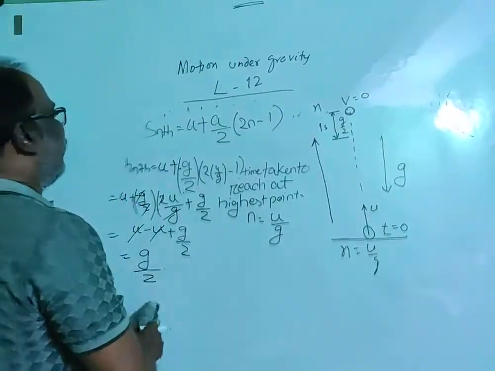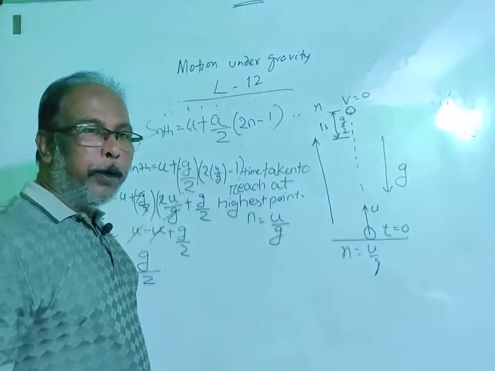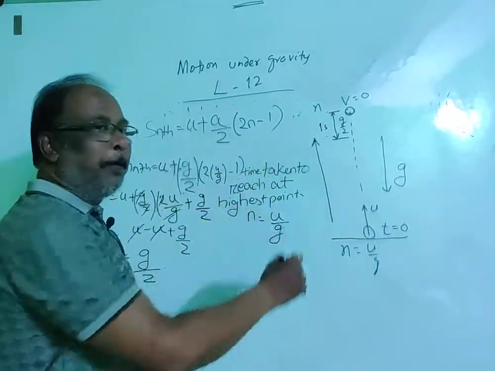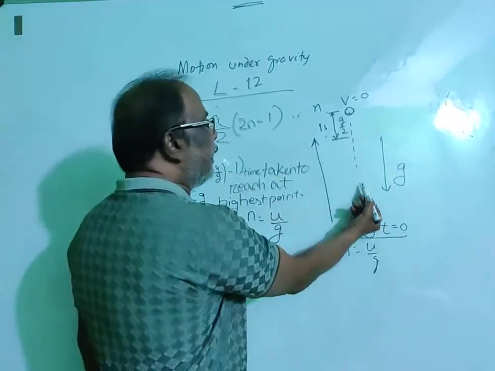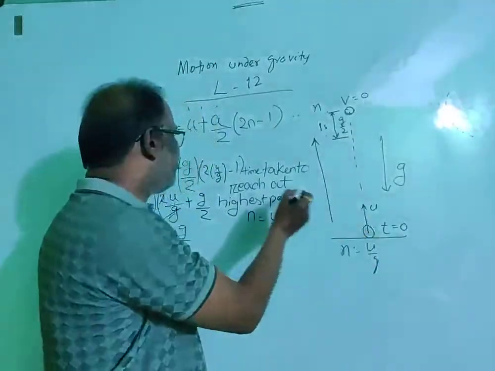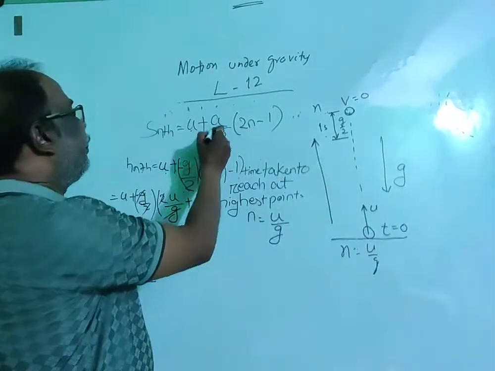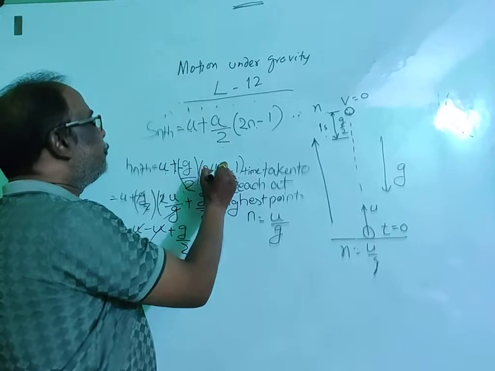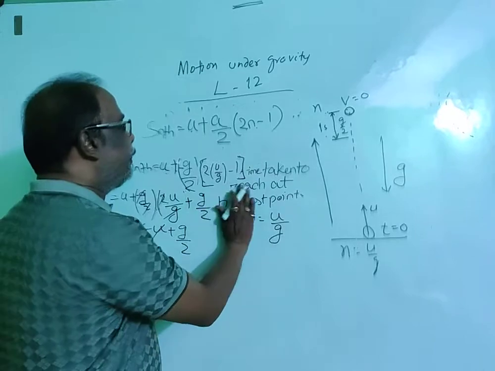Then the equation is Sn is equal to u plus a by 2 into (2n minus 1). Is it clear? Then Hn, the distance travelled by the body in the last second, is equal to u plus a by 2 into (2n minus 1). Upward direction is positive, so g, in the vertically downward direction, is negative. So this is u minus g by 2 into (2n minus 1). In place of n, we put u by g, since the time taken is u by g.